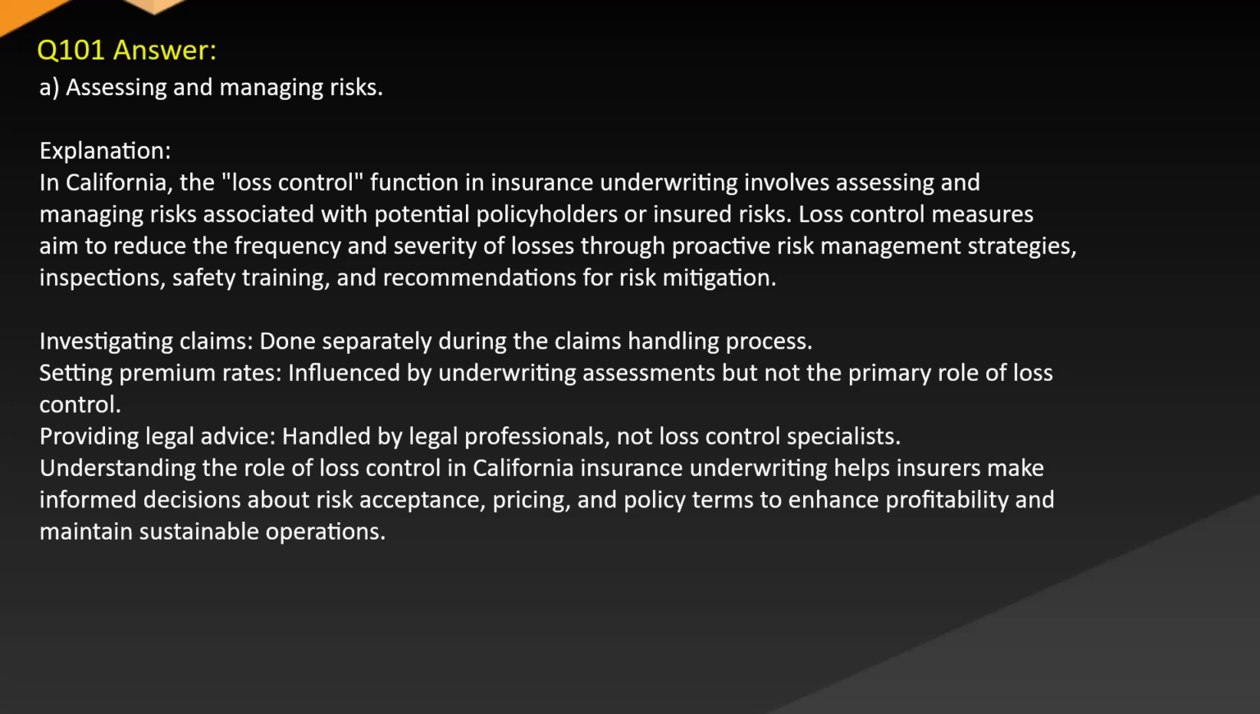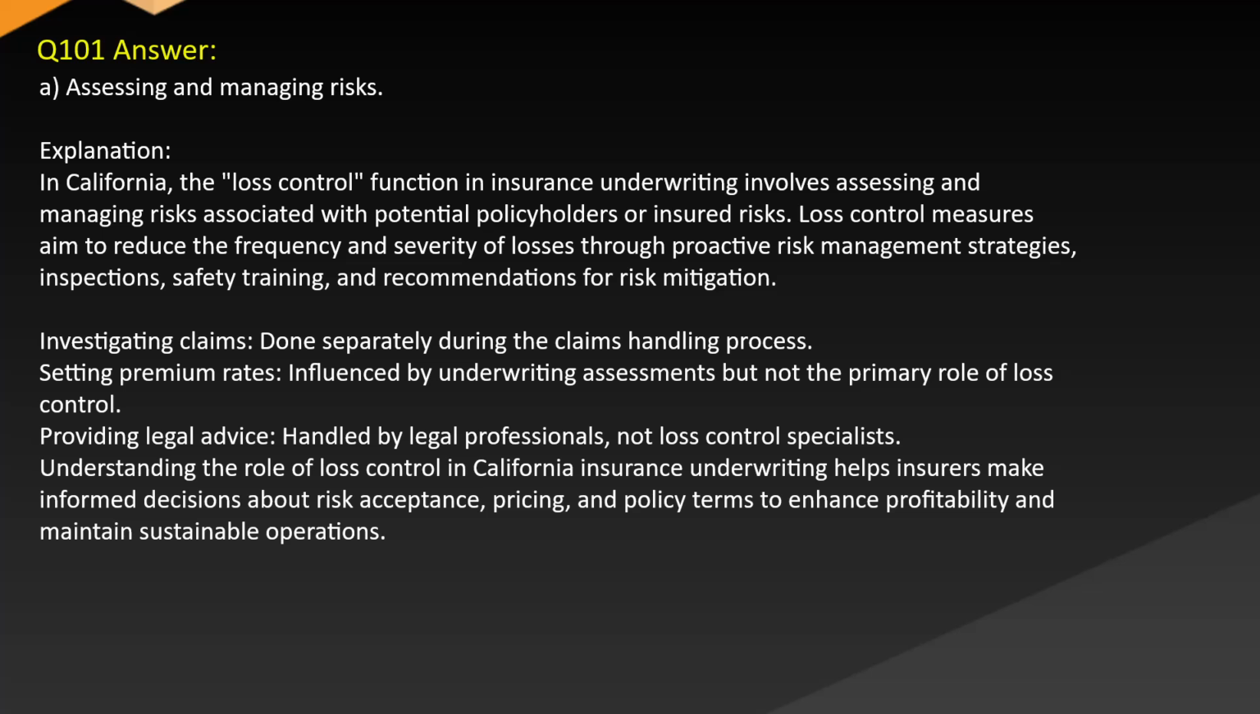Explanation. In California, the loss control function in insurance underwriting involves assessing and managing risks associated with potential policyholders or insured risks. Loss control measures aim to reduce the frequency and severity of losses through proactive risk management strategies, inspections, safety training, and recommendations for risk mitigation.